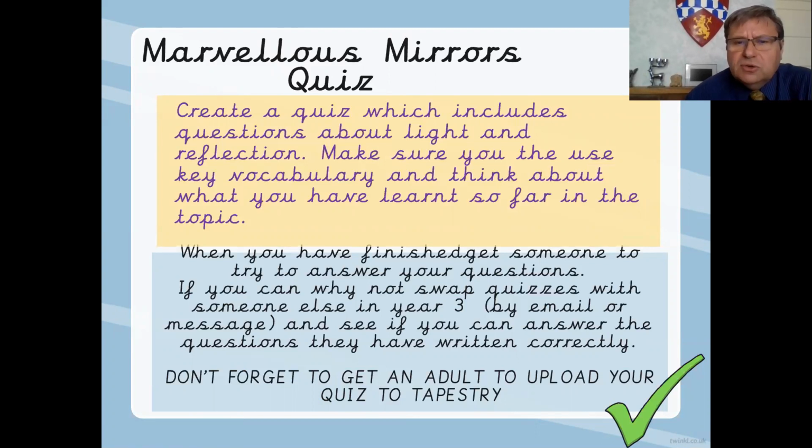When you've finished your quiz, why not get someone to try to answer your questions? It could be a member of your family or someone at home, or if you are in contact, maybe online or by email or message with someone else in Year 3, why not swap quizzes with them so that they can try to answer your questions or you can try and answer theirs. In fact, if you had a video conference, you could ask one question and they could answer it, and then they could ask one of their questions, and you could answer it, and you could have a lot of fun doing that.